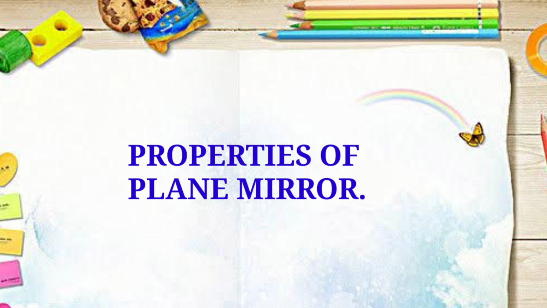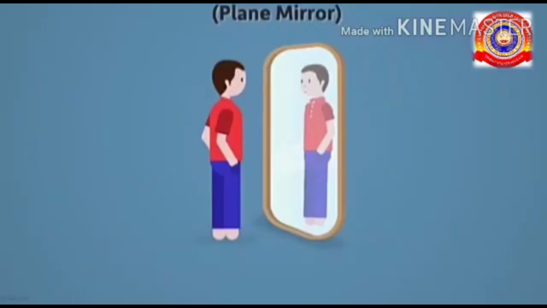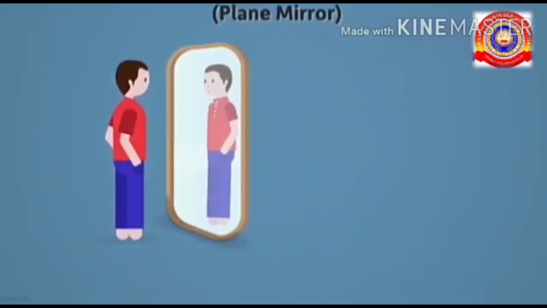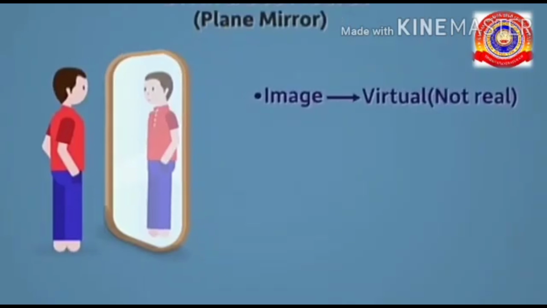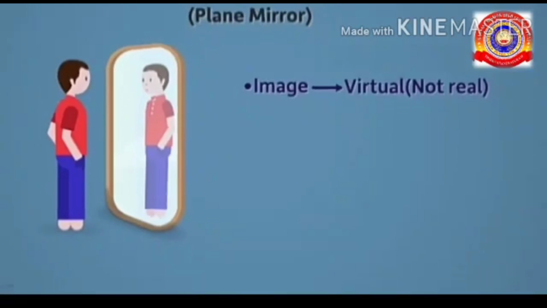Let's summarize the properties of the plane mirror. The image formed in a plane mirror is virtual. The image that is formed inside the mirror is called a virtual image. In a plane mirror, we can see our face behind its surface. The next property of the image formed in a plane mirror is that it is erect. That is, if you look at your image in a plane mirror, you can never see it as inverted.